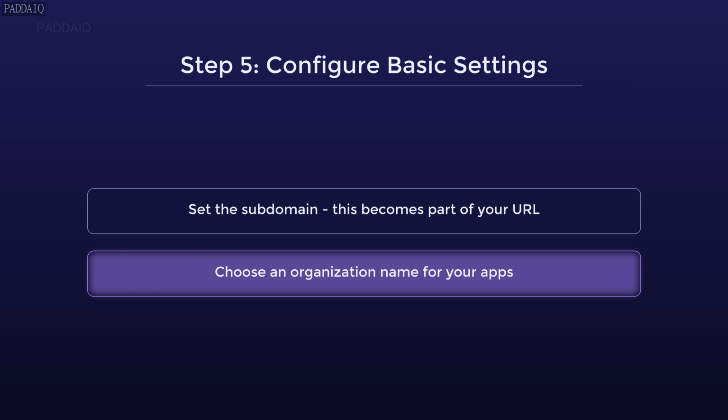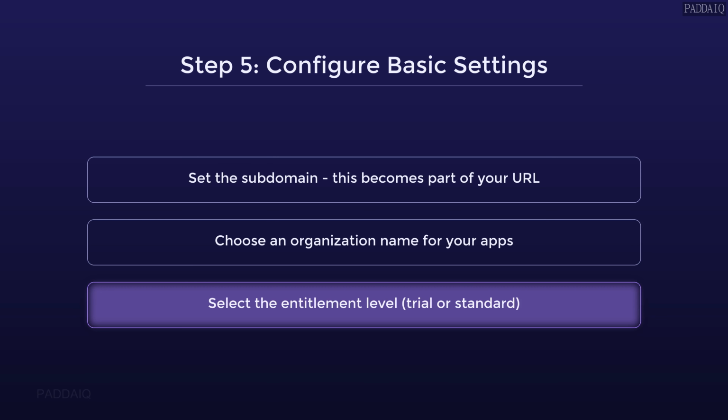Choose an organization name for your apps. This is a unique identifier that groups your applications together under one logical unit. For example, a company like Northwind Traders would use their name so all their apps are easily recognizable. This ensures your applications are properly organized and managed from the start.